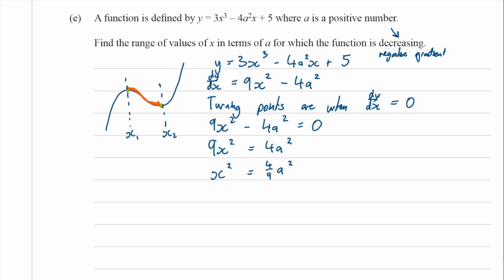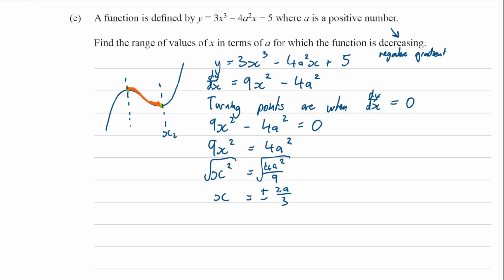Or equivalently, we could put the a in the numerator, so 4a squared over 9. And now I will square root both sides. So x equals, now, when we square root something, how many solutions do we get? 2, right? We get a positive or a negative solution. Square root of 4 is 2. Square root of a squared is a. Square root of 9 is 3. So we get x equals plus or minus 2a over 3.